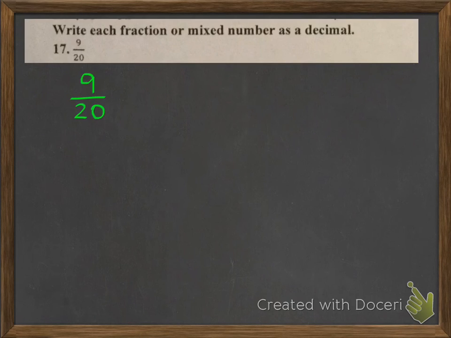Number 17, write each fraction or mixed number as a decimal. So now you're going to have 9 divided by 20. Remember, I've said it over and over, 9 divided by 20. So now you're going to set it up as 9 divided by 20.